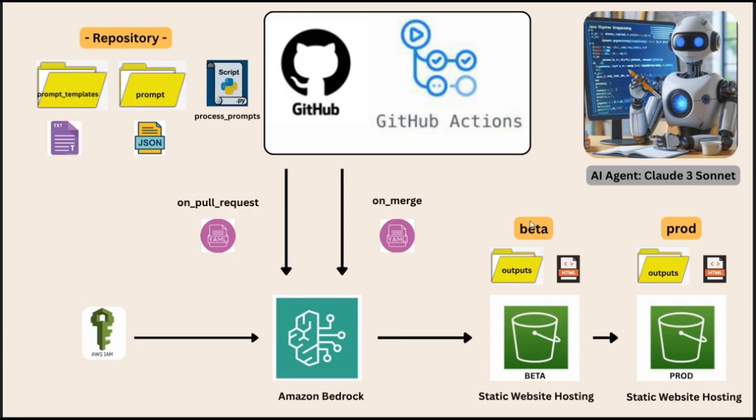Now, if everything looks good on our beta environment, we're going to do a merge request. I'm going to go through the same process: Python script, pulling the text, pulling the JSON, creating the prompt, bringing the prompt to Bedrock, Claude 3 Sonnet is going to create a generated response. That response will be saved in the format of an HTML file in our prod environment, prod outputs folder, copy of the HTML to our index.html file, and our instructors and students will see the contents via the URL. So let's go to our bucket creation.